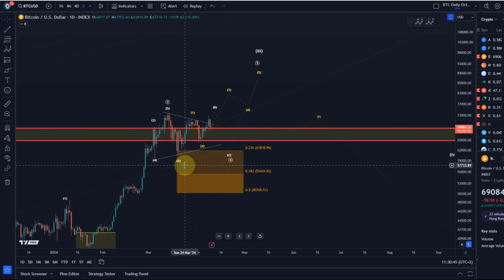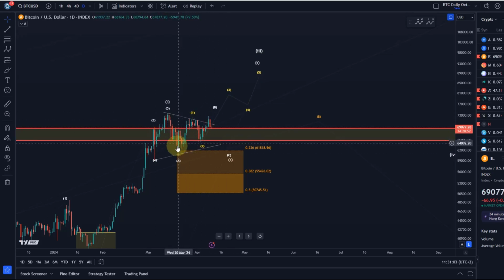Especially if you don't have a lot of time, you can just add your limit orders in these support areas, and this first one would already have been reached, right? So the price actually reached that support zone. That was here the 23.6 Fibonacci retracement, and rallied off the support area.